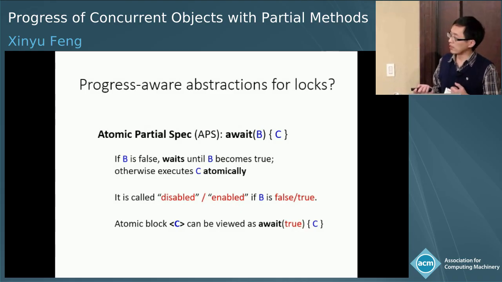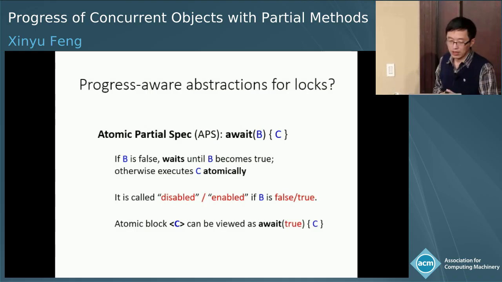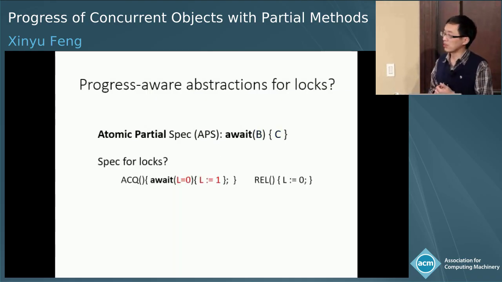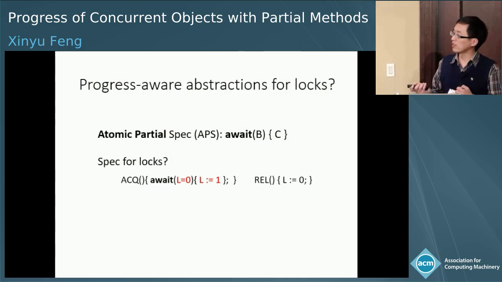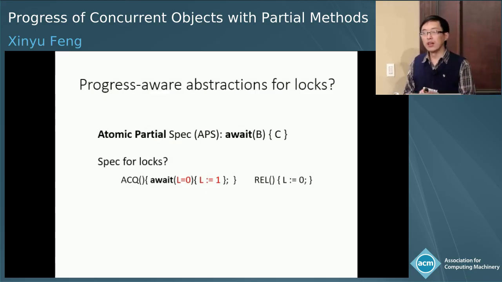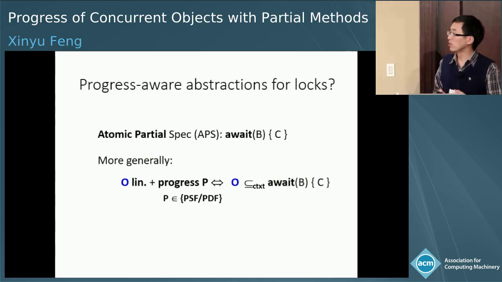Also, the classic atomic blocks that have been used in previous work for concurrency verification can be just viewed as syntactic sugar for await true do C, right? And then with this command, we can give a very simple specification for lock. For acquire, it says we have to wait until the lock is available, then acquire takes this lock. So this is very simple. More generally, we want to use this await command to fill this hole here. So we want to use it to achieve contextual refinement.